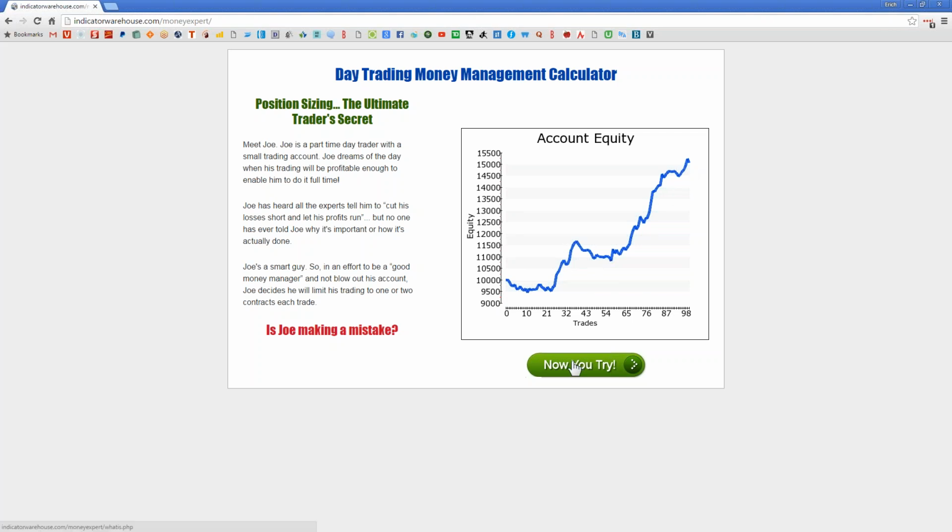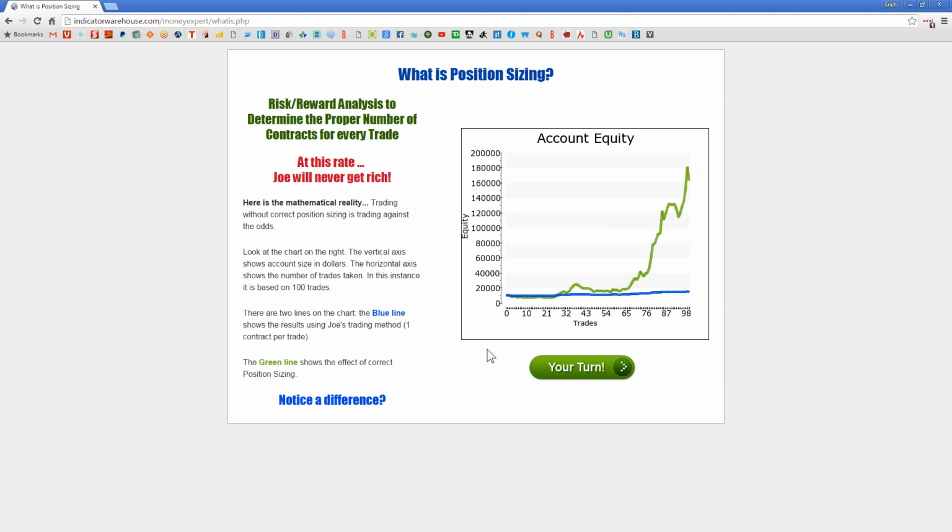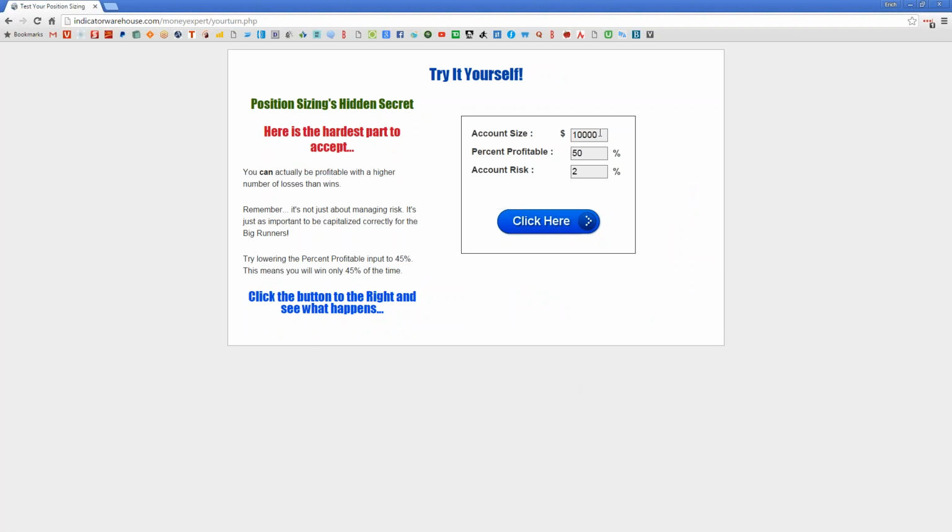But how would he have done had he used position sizing? Well, I don't like curves like this, but mathematically, anyways, he could have run that up to $180,000. Now, I know you're saying, yeah, right, but here's the point. If you have a $10,000 account and your signal is only right 50% of the time, if you risk 2% of your trading capital, you can still make money.